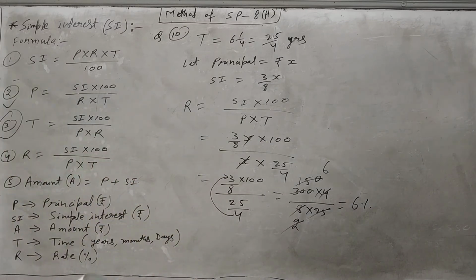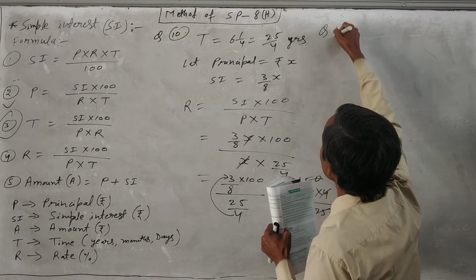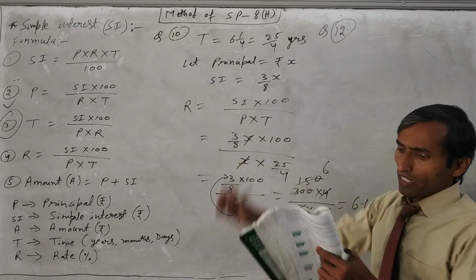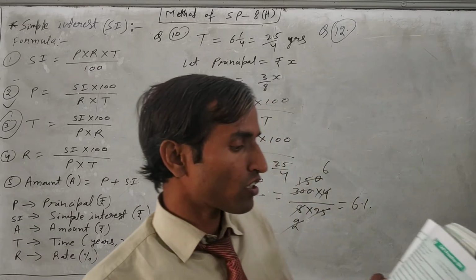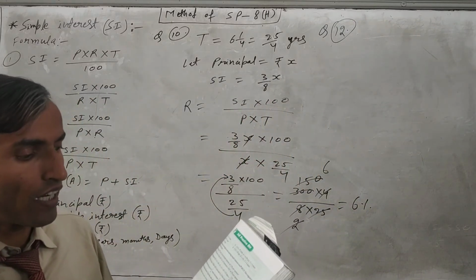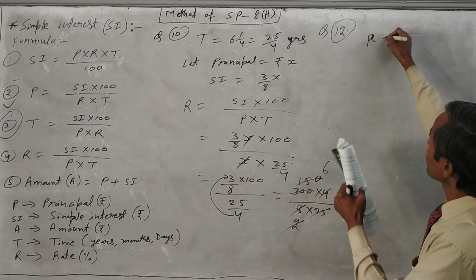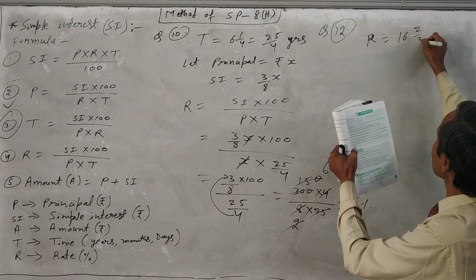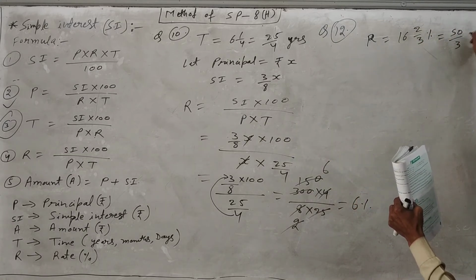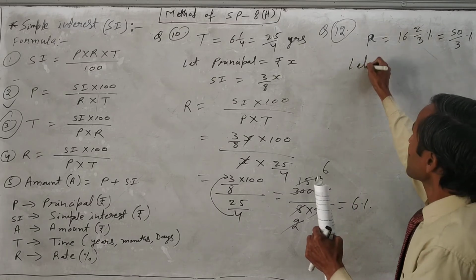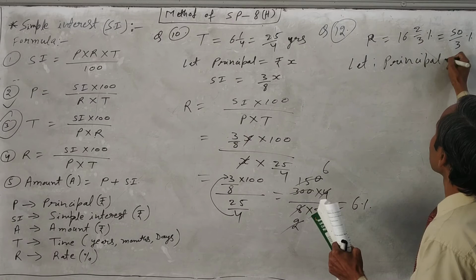Okay. Now question number 11, just try yourself. Question number 12, all of you look at question number 12 here. In how many years will the simple interest on a sum of money be equal to the principal, where the rate is given as R is equal to 6 2 upon 3%? So just remove the mixed fraction, it will come 50 upon 3%, and just suppose let principal is equal to x.